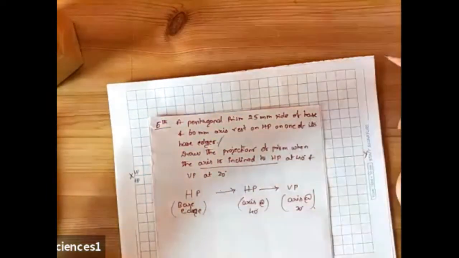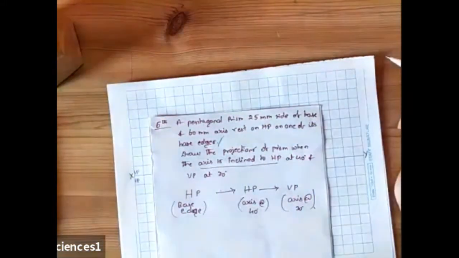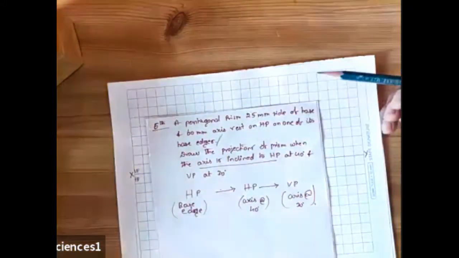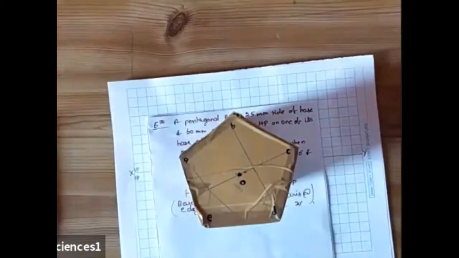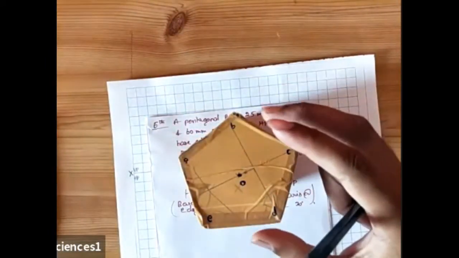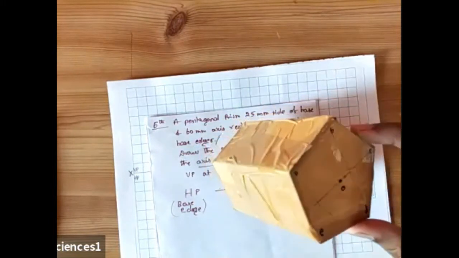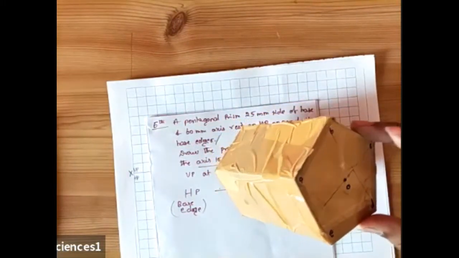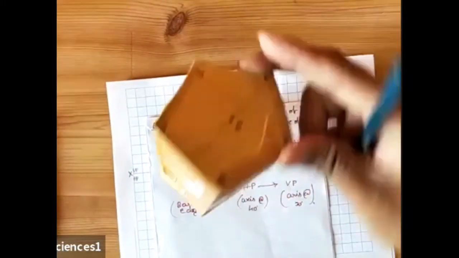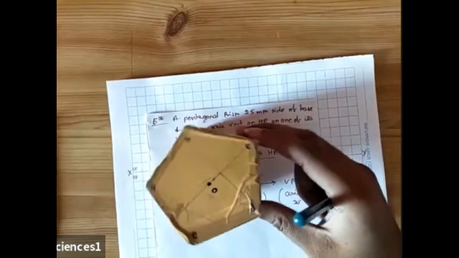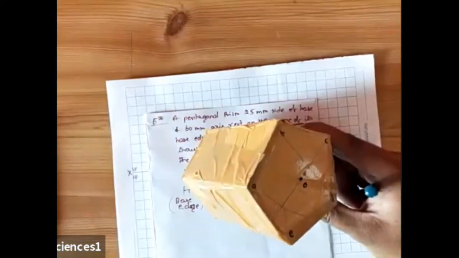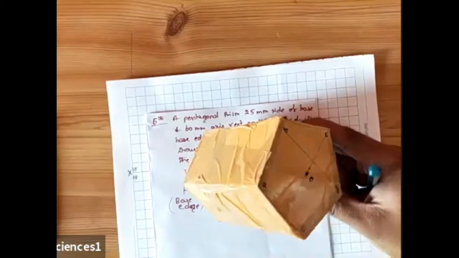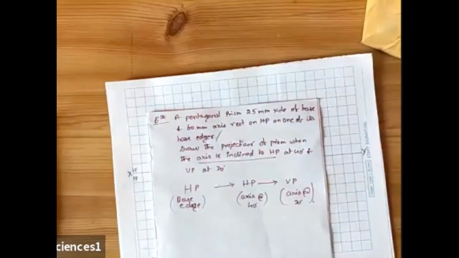Any solid will have 3 conditions. In the first condition, you place it on HP. In the second condition, with respect to HP, you start inclining it. And in the third condition, with respect to VP, you incline it like this. So the first condition is this.